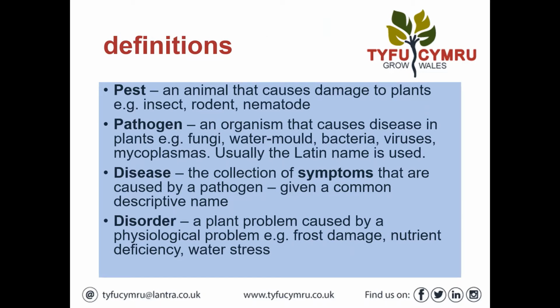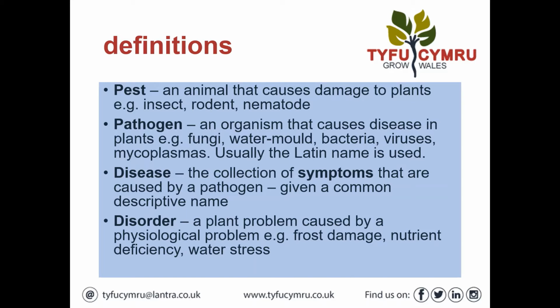To begin with, some definitions, and we'll use these terms throughout the webinar. Firstly, a pest in the context of pests and diseases is an animal that causes damage to plants. For example, an insect or a rodent or a nematode. A pathogen is an organism that causes disease in plants. For example, a fungus, a water mold, bacteria, viruses, or mycoplasmas.